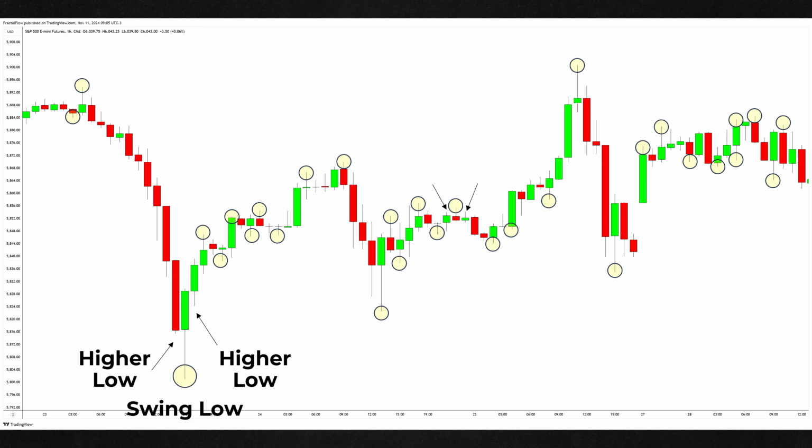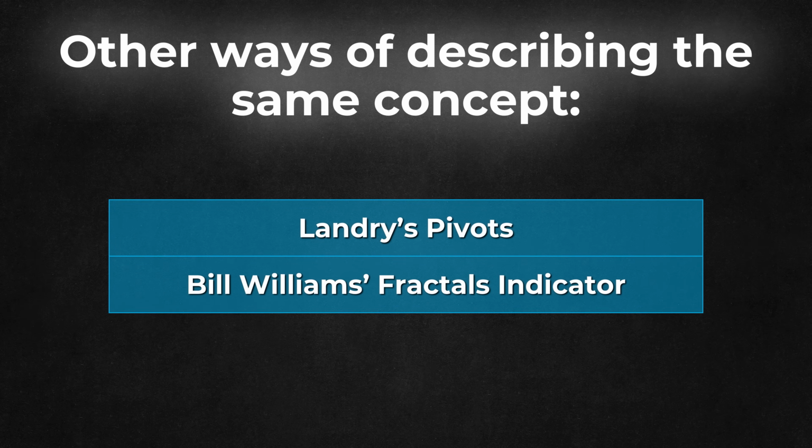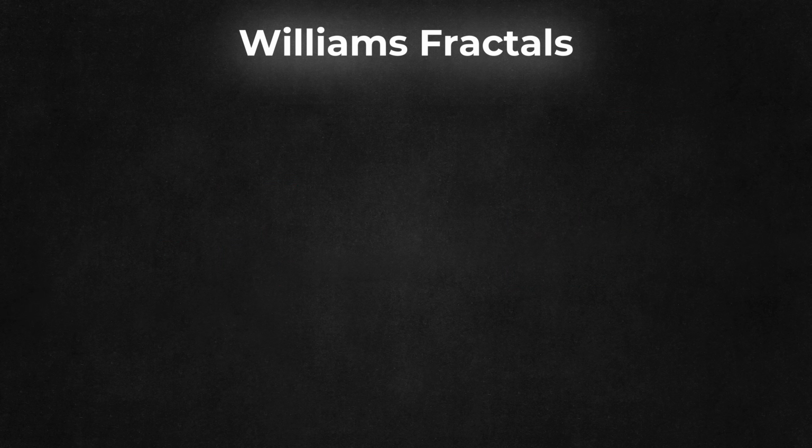the ICT method. Two of them come to mind immediately: Landry's pivots and Bill Williams' fractals indicator. The Landry's pivot is the same idea of swing points, and it is attributed to a well-known trader in the technical analysis community called Dave Landry. Landry described the same idea, but he used it as a setup to trade gaps. Bill Williams' fractals indicator was developed in the 90s and is also another way of objectively defining highs and lows.